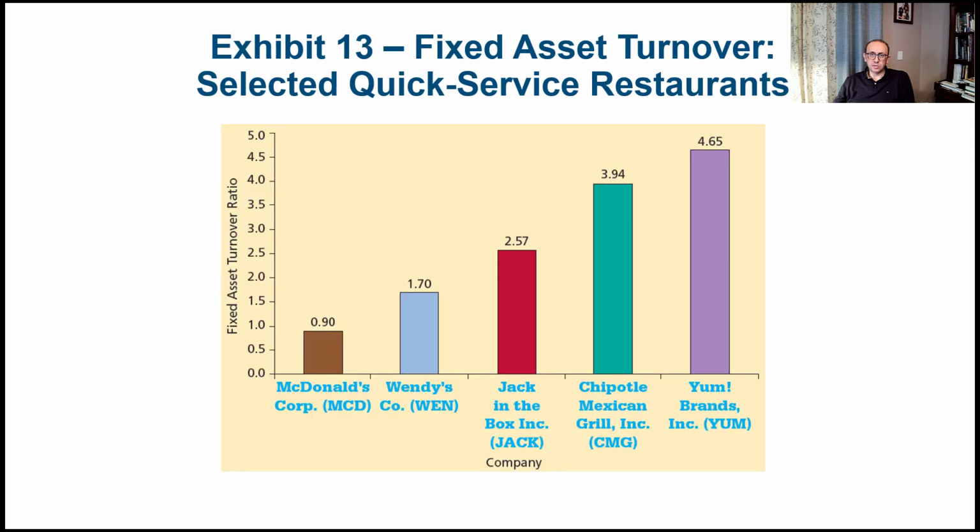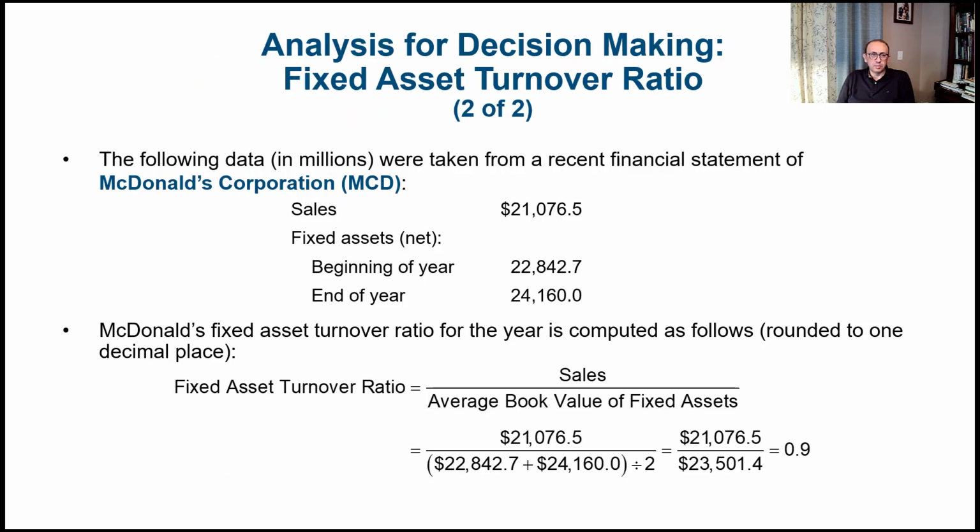So let's see some analyses for McDonald's. They have sales of 21 billion. Their fixed assets at the beginning of the year were 22.8 billion, and at the end of the year 24.16 billion. So the ratio would be calculated as 21 divided by the average of the assets, which is again beginning plus ending divided by 2, and that would give us 0.9. I don't want to say 90%, but it's 0.9.